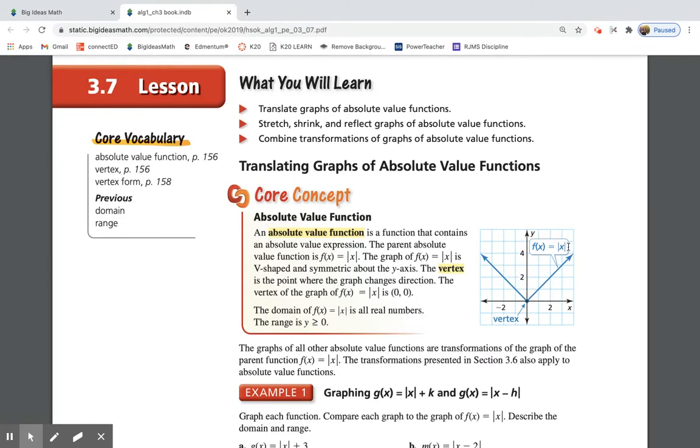And I would write this. This is your parent function, that original function. f of x equals the absolute value of x. So this is what we will start with on every one.